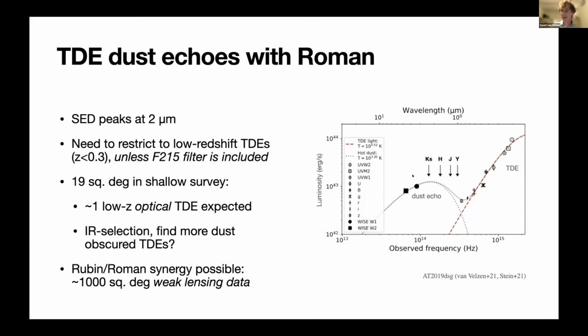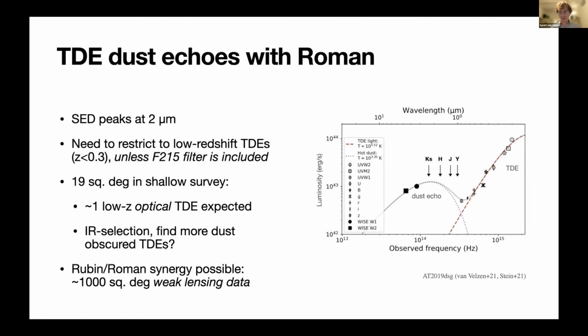So if you go to too high redshift, you redshift this out of the Roman bands, except if we include this F250 filter. So in the shallow survey with about 20 square degrees, you still don't really expect to see too many of these dust echoes, unless the rate of TDEs is much higher than we think, because many of them are obscured by dust.